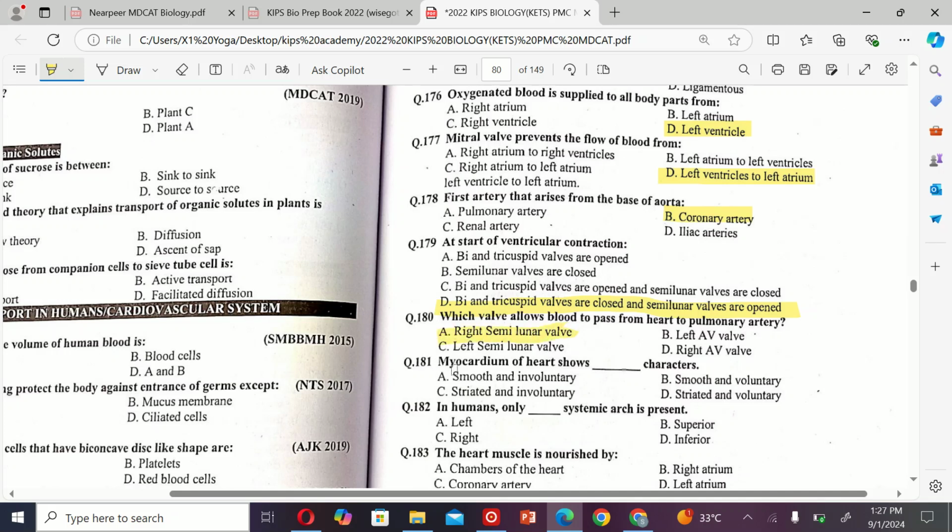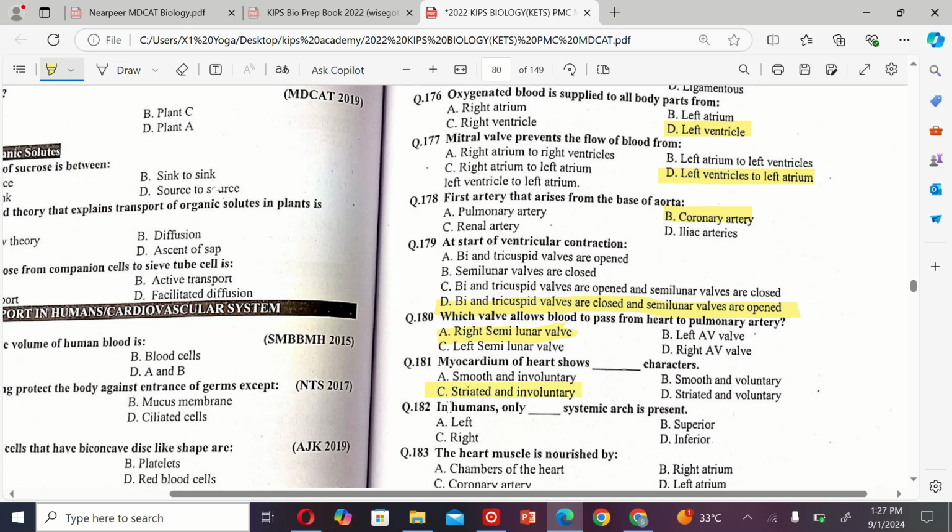The next MCQ is: myocardium of heart shows dash character. A. Smooth and involuntary. B. Smooth and voluntary. C. Striated and involuntary. And D. Striated and voluntary. So the correct option is C.